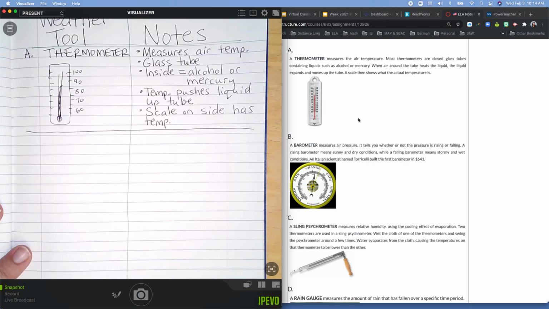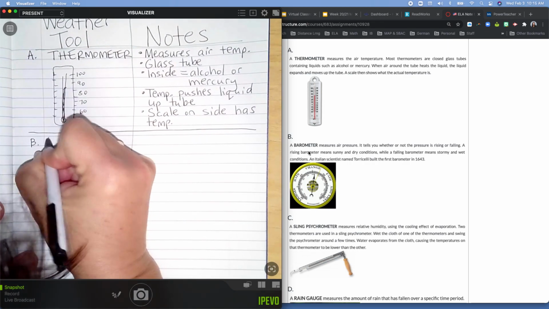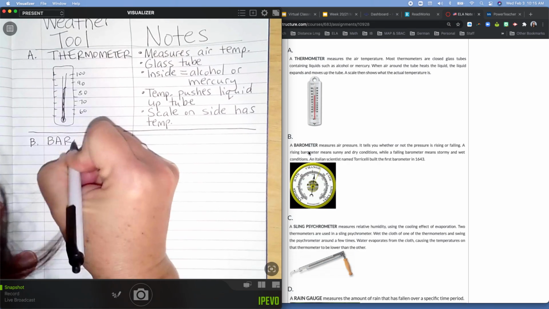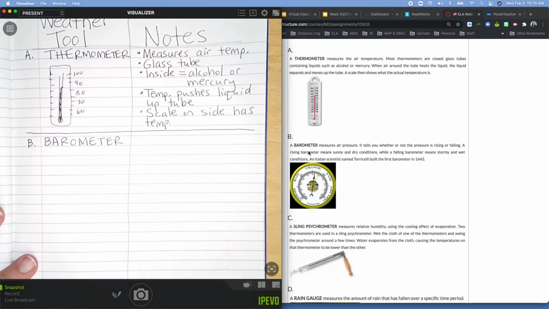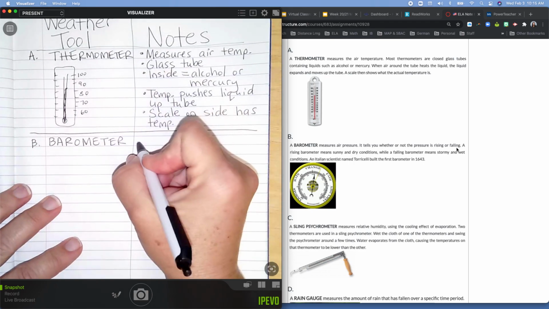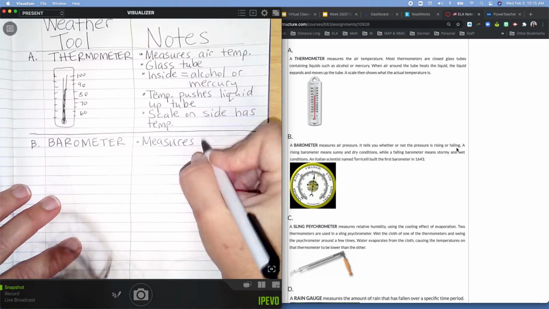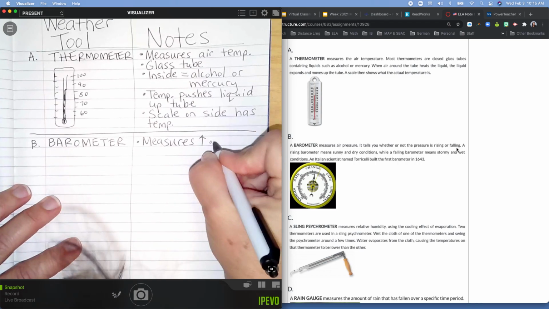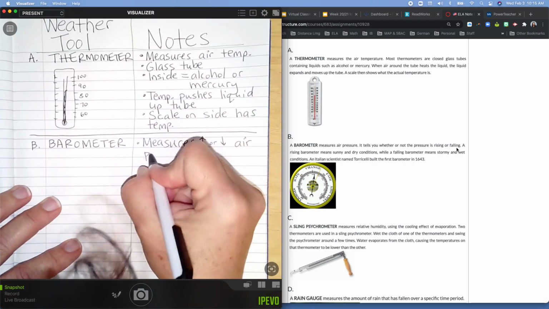All right, next, B, a barometer. So for B, barometer, everyone say barometer. A barometer measures air pressure. It tells you whether or not the pressure is rising or falling. So I'm going to write measures, and I'm going to use arrows, up or down air pressure.